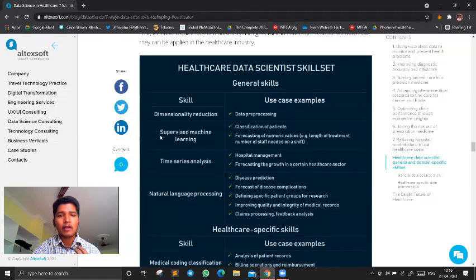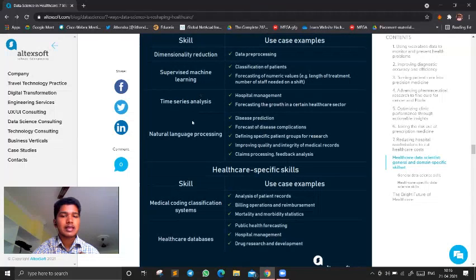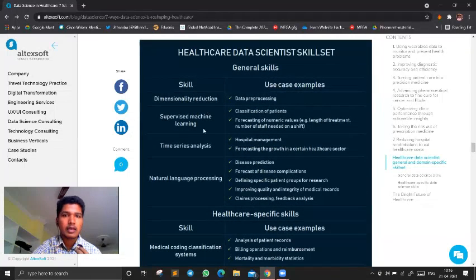Next, we have to build some models, means using ML algorithms, right? So those are supervised machine learning. We should build some models and classify the patients with those models. And the next, time series analysis, hospital management, forecasting the growth in a certain healthcare sector. And we have NLP also, disease prediction, forecast of disease complications. These are some skill sets which a healthcare data scientist should have.